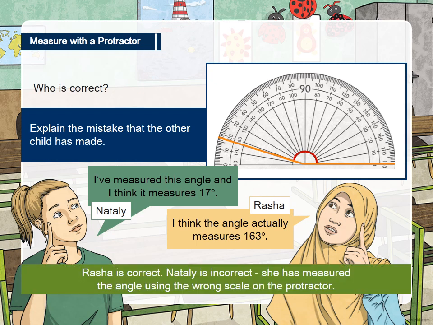Rasha is correct, like you say, and Natalie is incorrect. Why? Because she has measured the angle using the wrong scale on the protractor. So she did not start from 0 and go with the numbers.